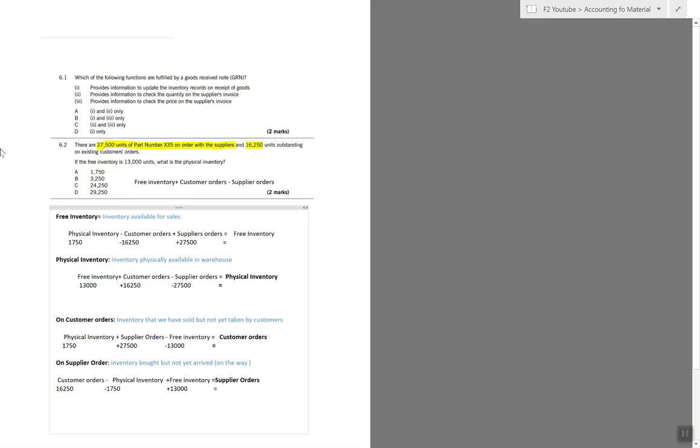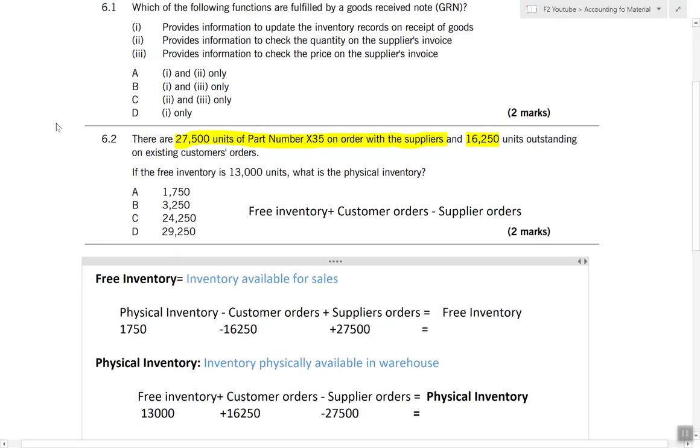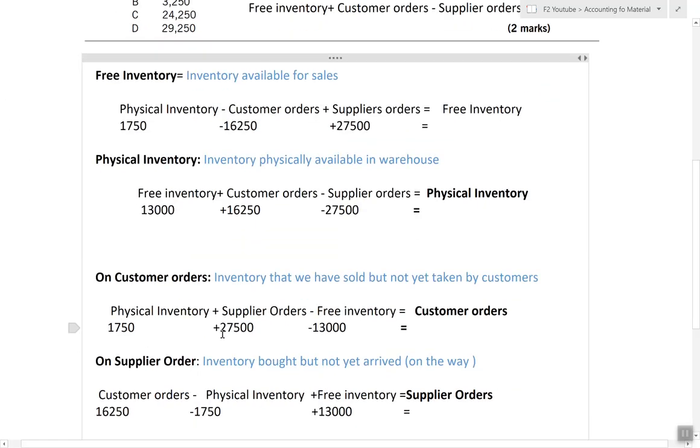Okay, the final thing I want to explain in this chapter, then we will move to the kit question, is something called free inventory, customer orders, and supplier orders. Free inventory is inventory available for sale. It doesn't mean it is free. It is inventory that can be sold. It is inventory that has not been sold to a customer. Physical inventory is the actual inventory available in the warehouse. So free inventory can be higher or lower than physical inventory.